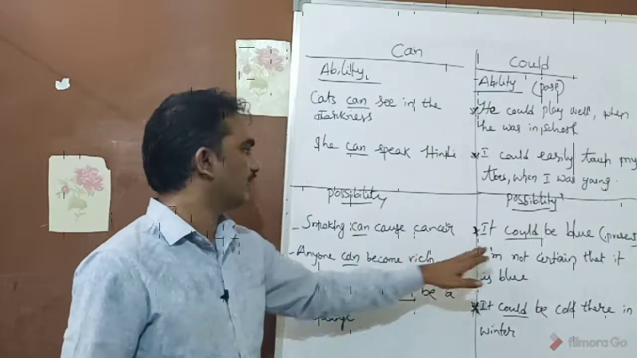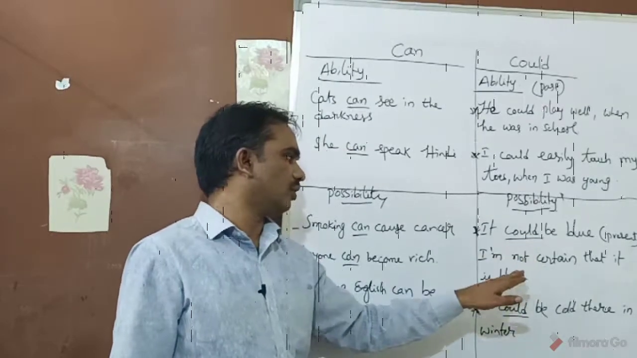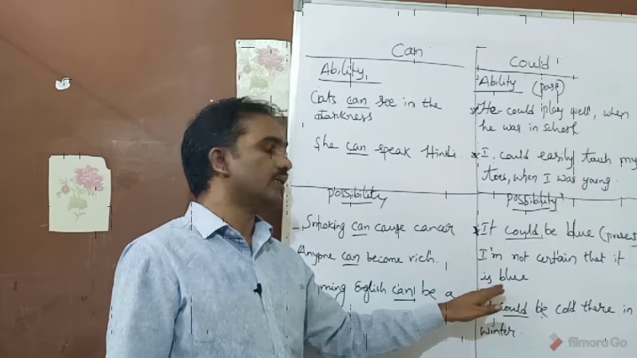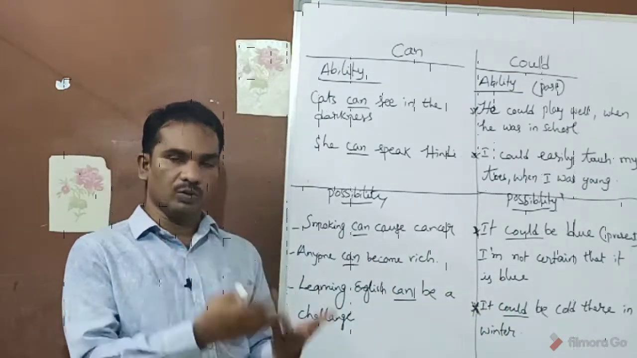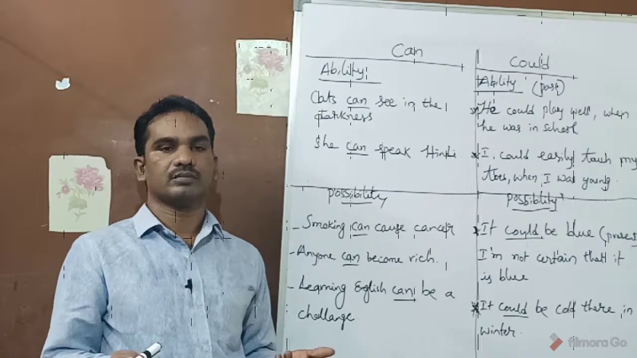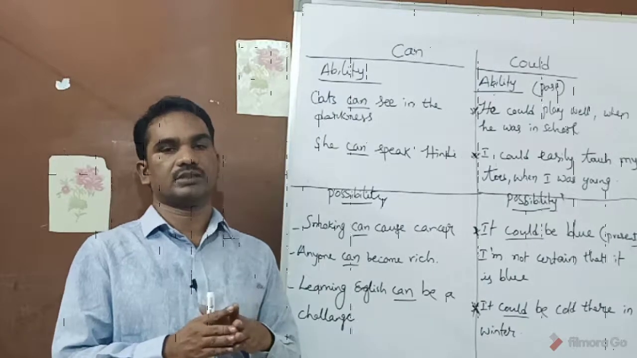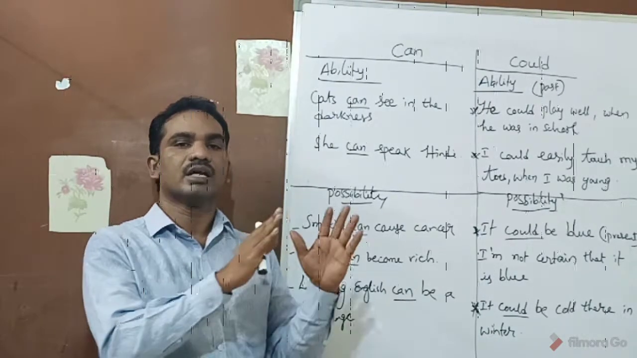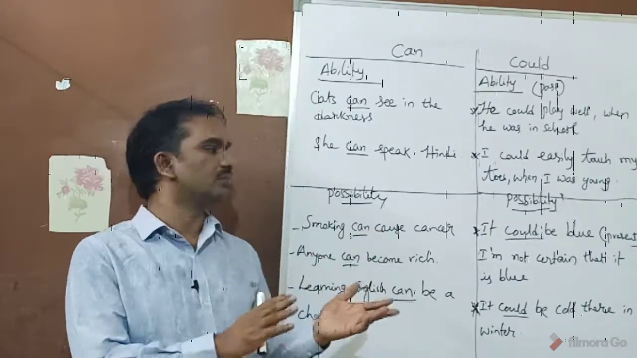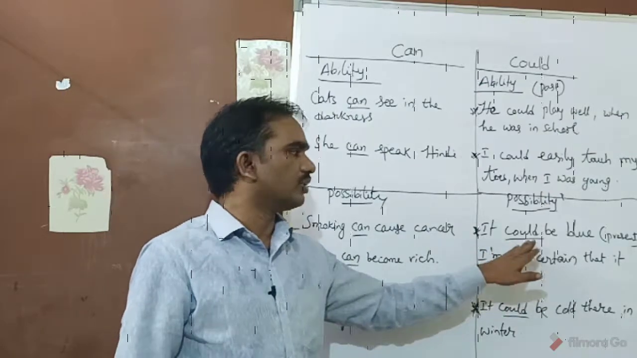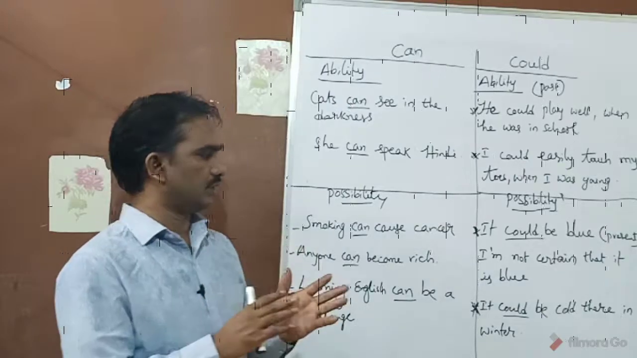In the same way, you look here, it could be blue. I am not certain that it is blue. It could be blue means it may be blue or may not be blue. So you are not certain about it. There is no chance to say something is exactly some color, red, blue, or something. So then you can say it could be blue. It's talking about present tense, not past tense.